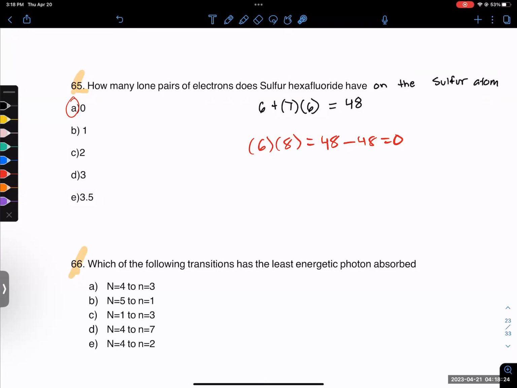Okay, so because we have 6 terminal atoms and each one needs 8 electrons, we do 6 terminal atoms times the 8 that are required, which gives you 48 electrons that are required to be put either in a bond or on lone pairs on the terminal atoms. We only have 48 electrons to deal with, so we do 48 minus the required 48 for the terminal atoms. So you end up with 0 excess, meaning you have 0 lone pairs on the central atom.